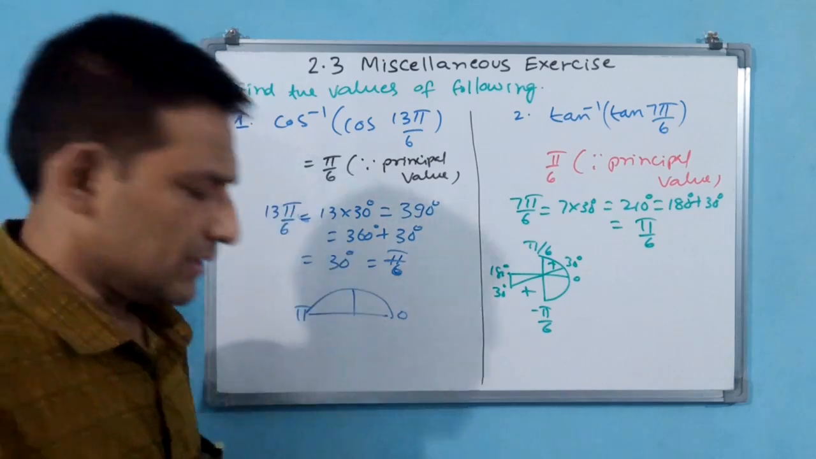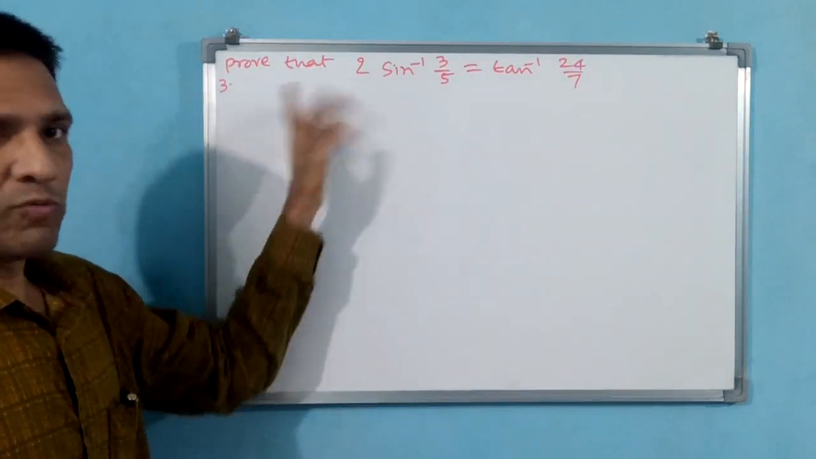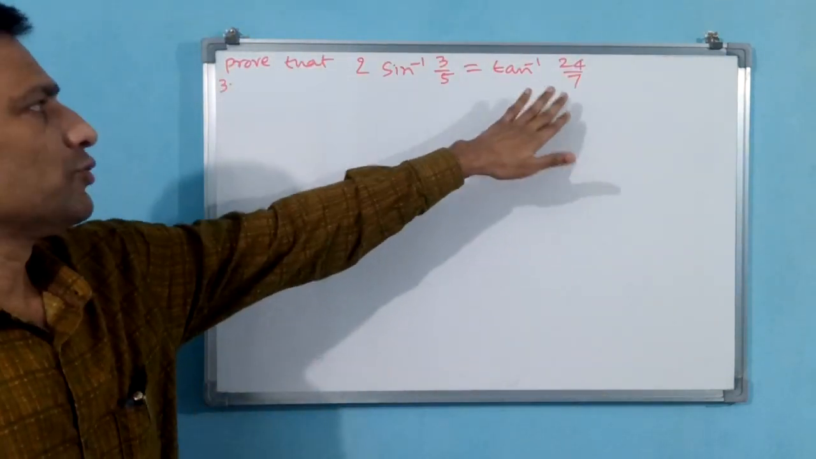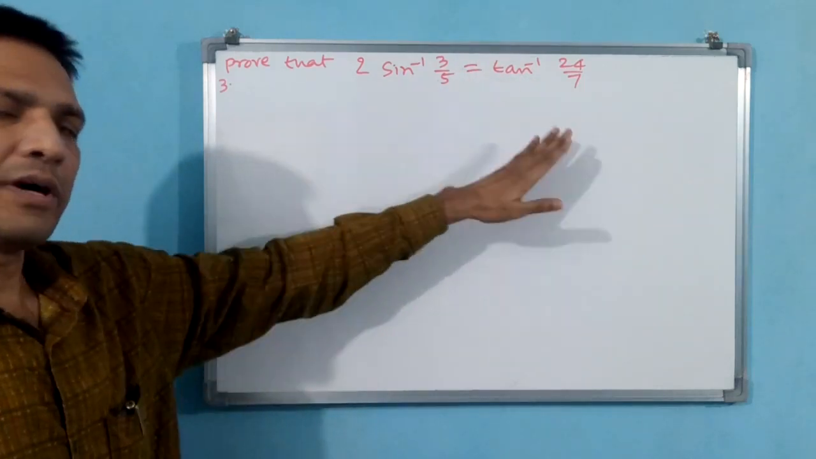Let us go for the third question. See, this is the third question. Prove that. We have to prove. You take LHS or RHS, or LHS to RHS.